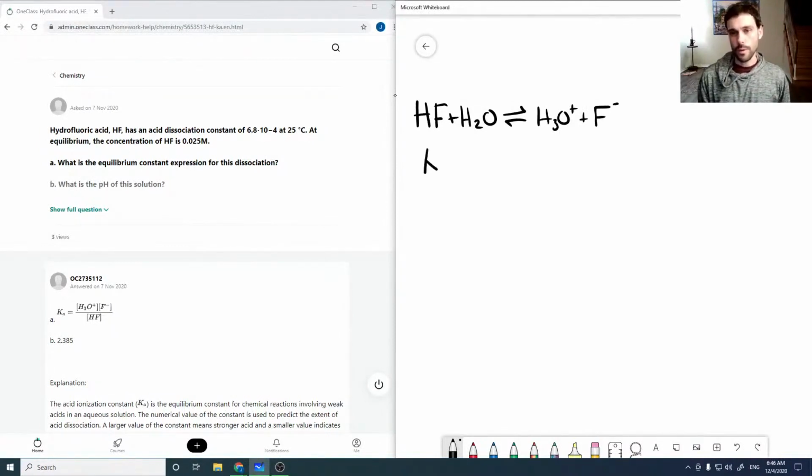Our equilibrium expression then is going to be products over reactants. And we don't include water in here as it's our solvent, so it's basically everywhere. Or it'll be the same top and bottom, and so it'll cancel. And so that's our equilibrium expression for HF.